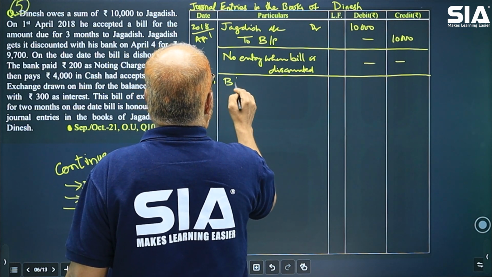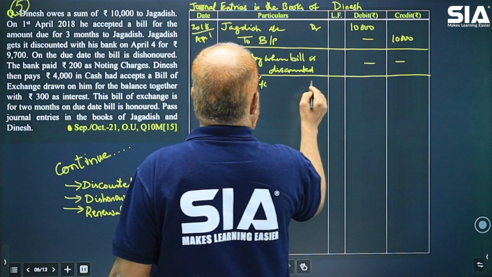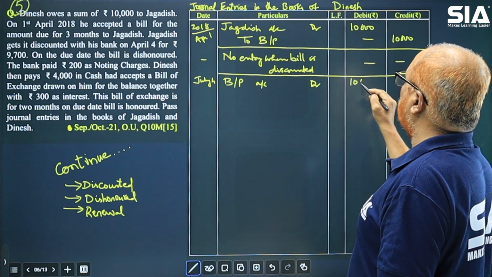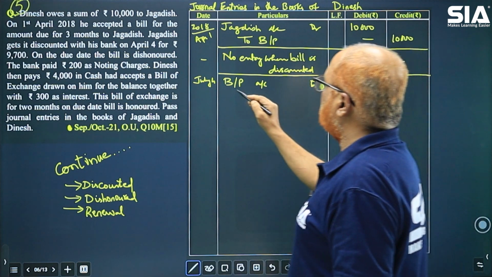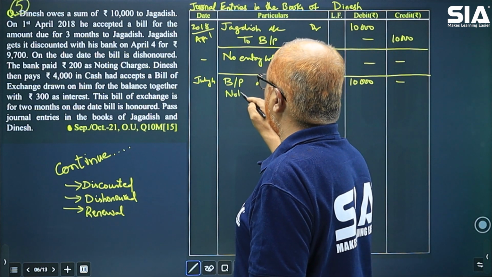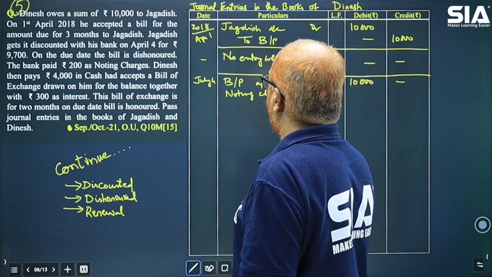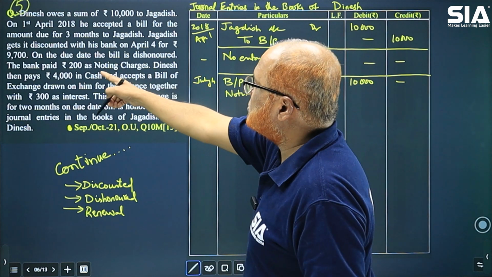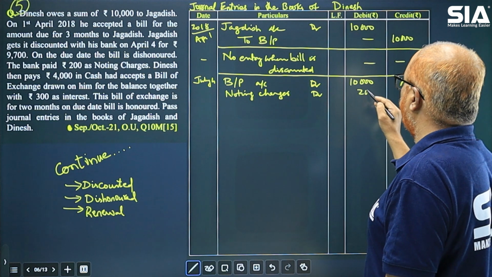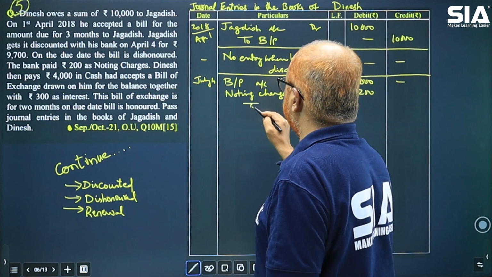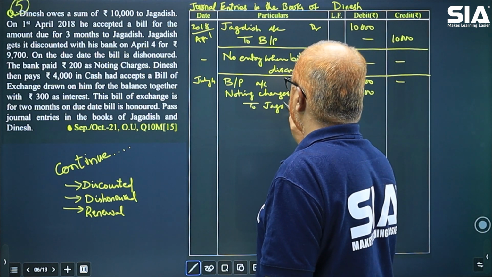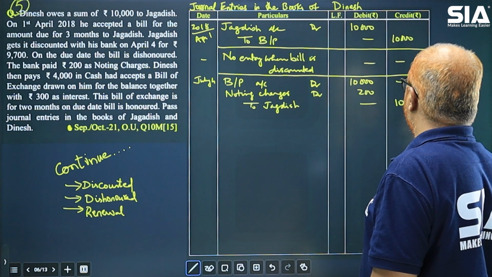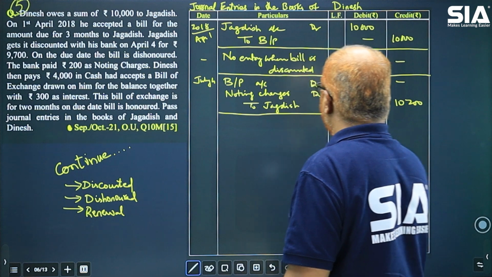So here, bills payable account debit. How much was the bills payable created? 10,000. Now we debit 10,000. Noting charges account debit. How much are the noting charges? 200. To Jagdish. To Jagdish account 10,200. So what will he do?